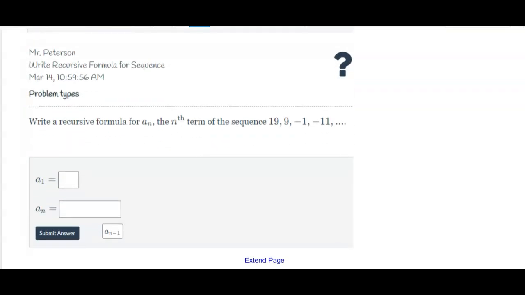Or you could have one like this. I'm going to put that 19 in first. And this one is going down by 10 every time. So I would click the button first, which would put a(n minus 1) into the formula, and then just type minus 10. Okay, so if it's add or subtract, click the button first. If it's multiply, then put the multiplication number first.